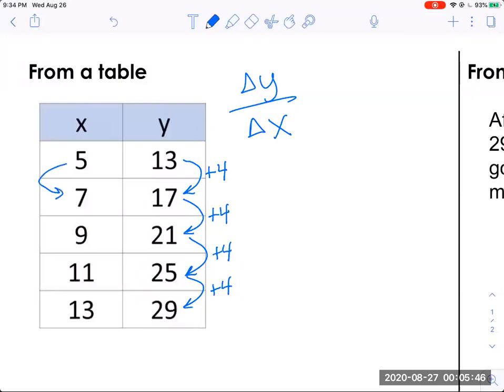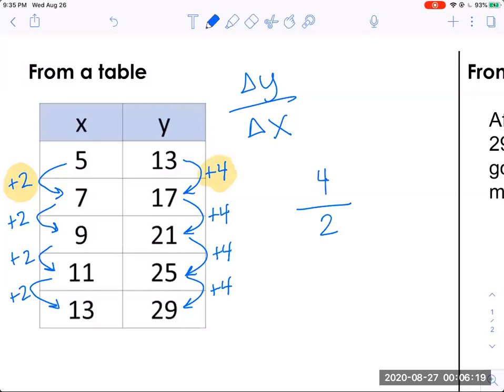From 5 to 7 for the x's is adding 2, adding 2, adding 2, and adding 2. So we can see consistent growth. That means that this is linear, so we can find the slope. How much is the y changing every time? The y is changing by positive 4. It's going up 4, so that's going to be on the top of our fraction. And how much is the x changing? The x is changing by positive 2. So that is the bottom, the denominator.